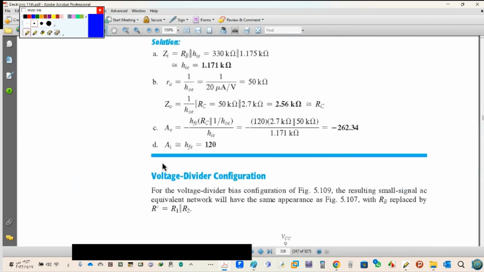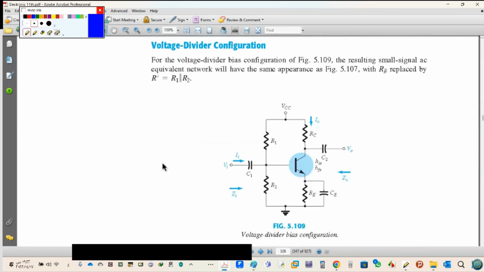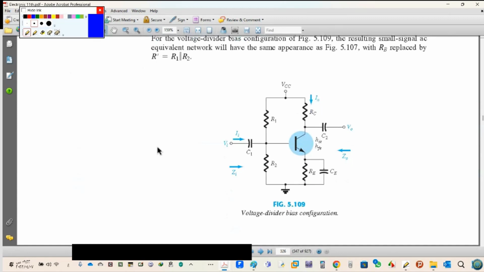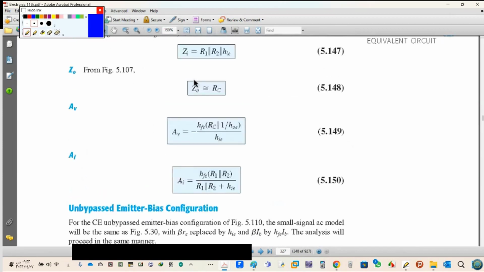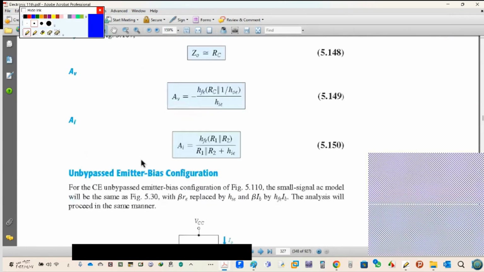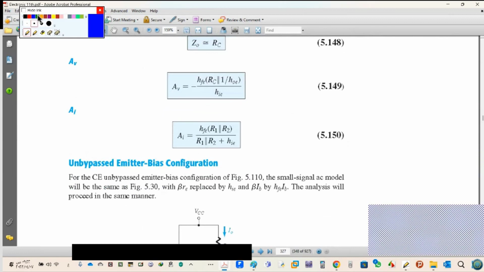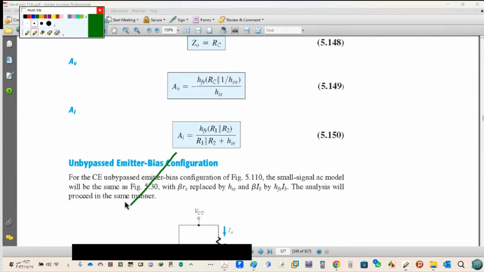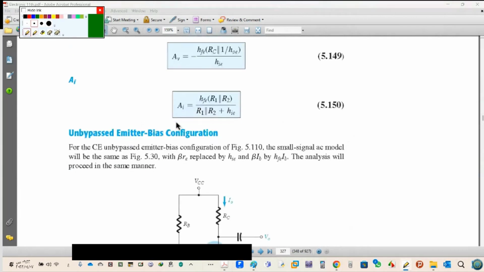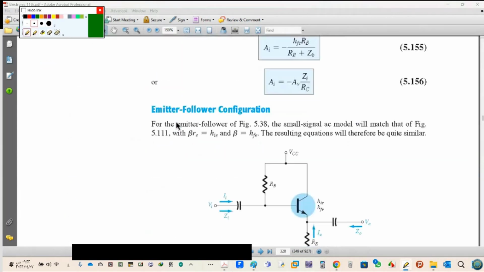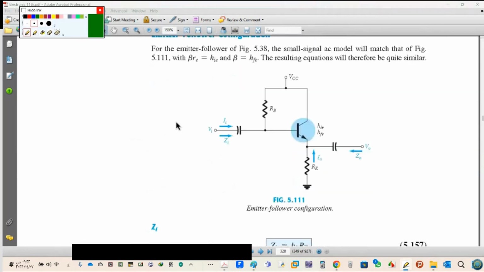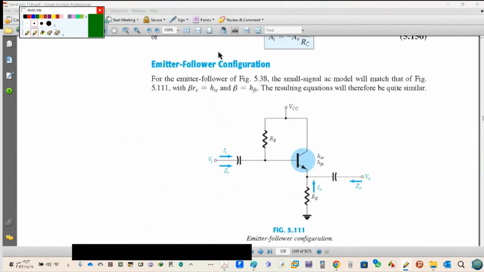Voltage divider, same thing. You have to calculate Thevenin to calculate RE, IB. Start with DC, calculate IB, IE, RE, then continue with these parameters. Clear? Is it hard or easy until now? Now, unbypassed is cancelled. We don't need this. But a little bit hard will be for us, so we can ignore. Emitter follower also cancelled.